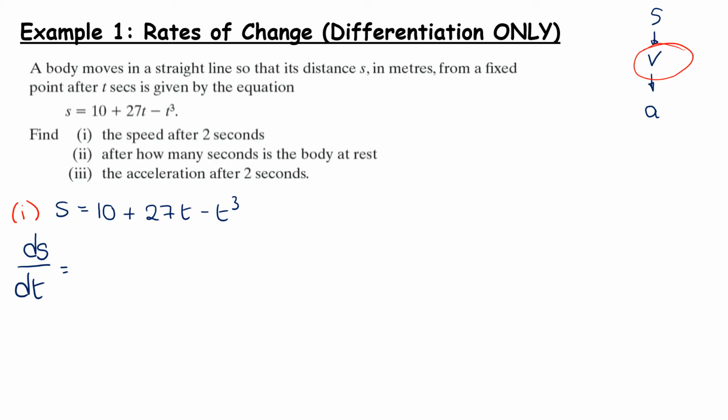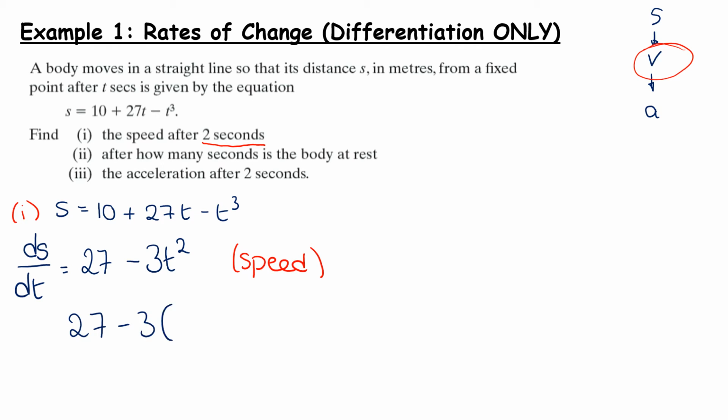So what that means is the t is the thing that I apply the rules of differentiation to. So the 10 is a constant, it disappears. 27t just leaves me with 27, and minus t cubed minus, bring down your power and take away 1 from your power. So this little formula that I have made represents speed. They didn't want a formula for speed. They wanted the speed after 2 seconds. So now I'm going to sub in, instead of t, 2. And this gives me an answer of 15.